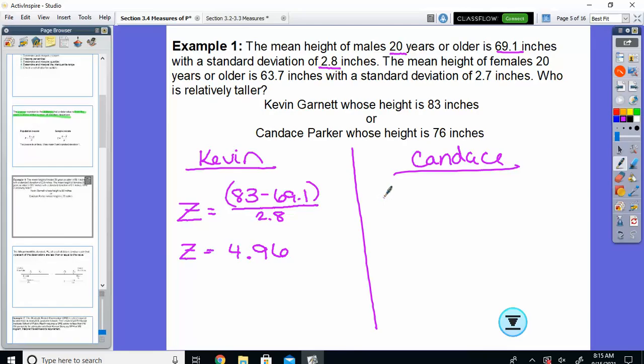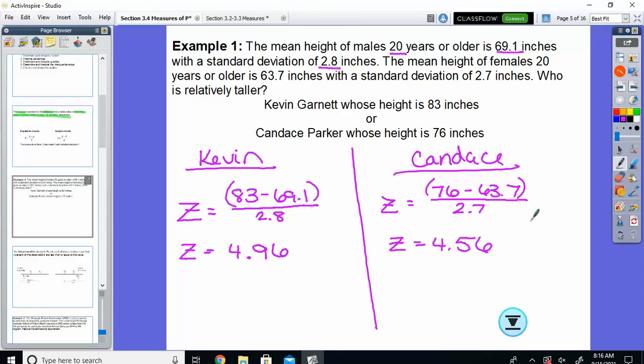Okay, so let's look at Candace. We need her z. So her height was 76. What is the mean for her age group? 66.7. And the standard deviation for her age group? 2.7. I round to 2 decimals to get 4.56.